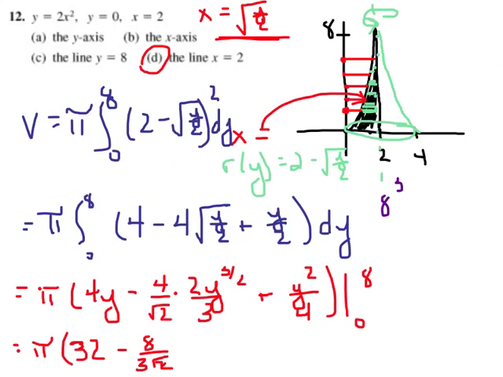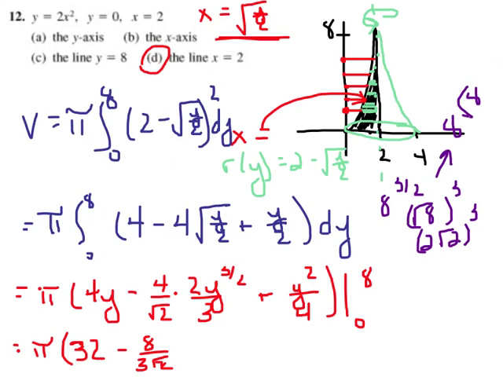8 to the 3/2, yes, you can do 8 cubed and then square root it, or you could do the square root of 8 cubed. Now the square root of 8 is 2 times the square root of 2. 2 times the square root of 2 cubed. Oh, I guess another way I could have thought of this was 8 times the square root of 8. And again, 2 cubed is 8, so the square root of 8 is 2 times the square root of 2, so 16 times the square root of 2.